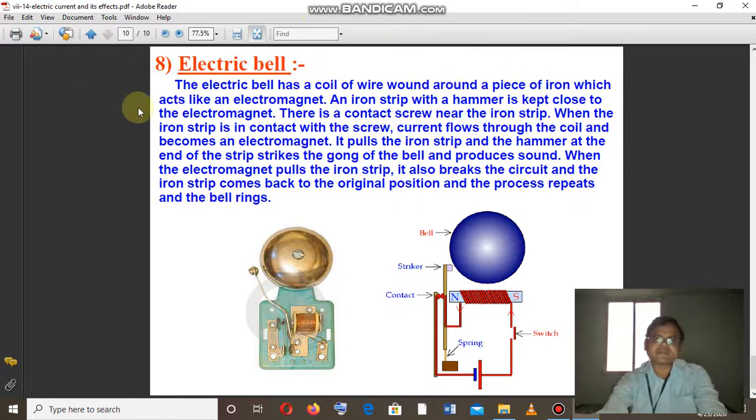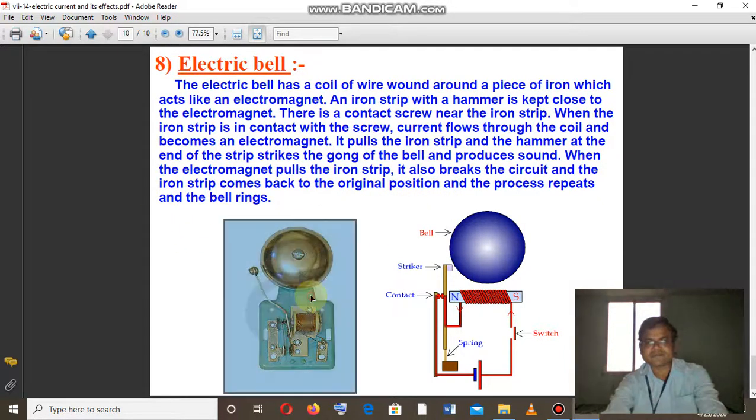Next, the electric bell. Electric bell has a coil of wire wound around a piece of iron which acts like an electromagnet. An iron strip with a hammer is kept close to the electromagnet. There is a contact screw near the iron strip. When the iron strip is in contact with the screw, the current flows through the coil and it becomes an electromagnet. It pulls the iron strip and the hammer at the end of the strip strikes the gong of the bell and produces the sound. When the electromagnet pulls the iron strip, it also breaks the circuit and the iron strip comes back to the original position. And the process repeats and the bell rings.